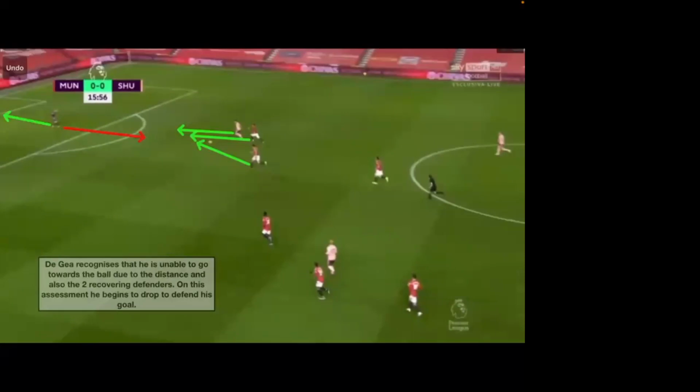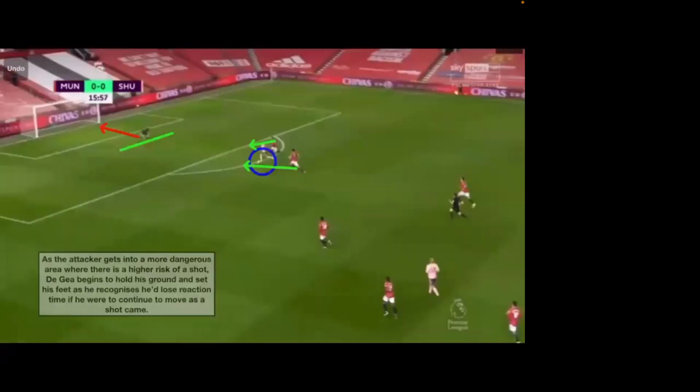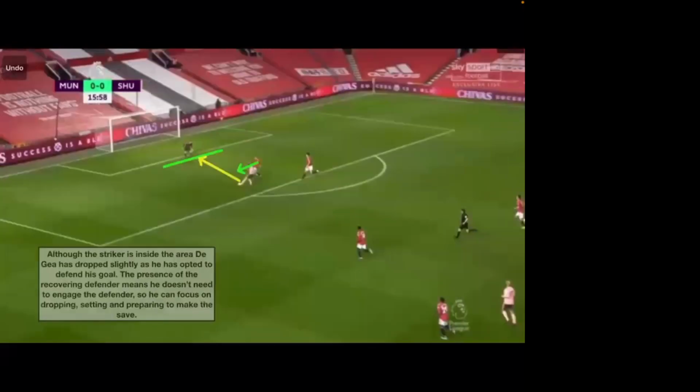So here again, as the ball's played through, red arrow there, he can't come out. The attacker is too close to the ball. You've got a defender recovering well. Obviously, the defender's forcing him wide. De Gea's going to initially hold his position there in case of a shot. You see him as the attacker takes another touch, he drops, he sets. You've got your defender there engaging, so De Gea doesn't need to come out. He can focus on dropping, setting, and making the save.